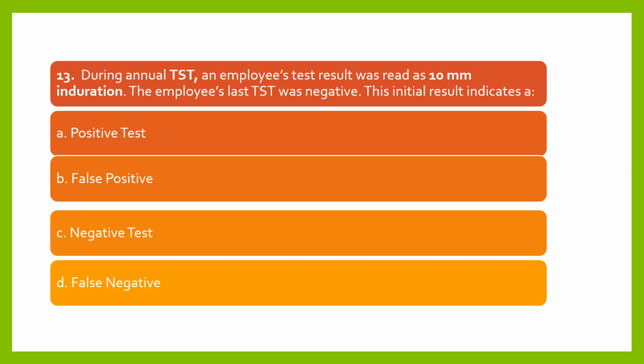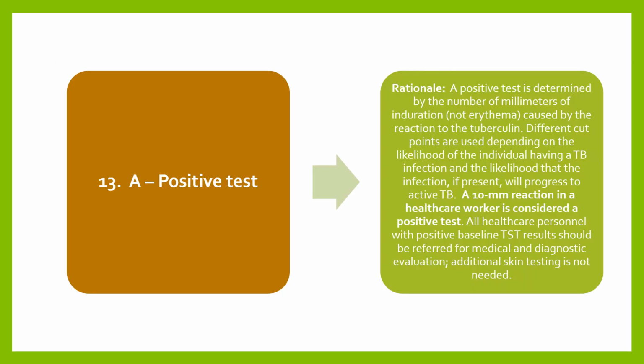Question 13. During annual TST, an employee's test result was read at 10 millimeters of induration. The employee's last TST was negative. The initial result indicates A, a positive test, B, false positive, C, negative test, or D, false negative. The answer is A, a positive test.